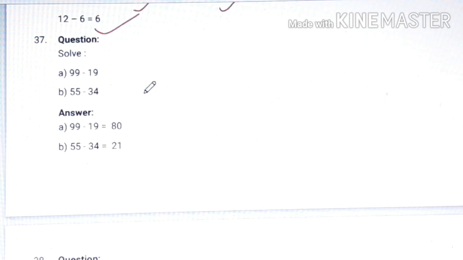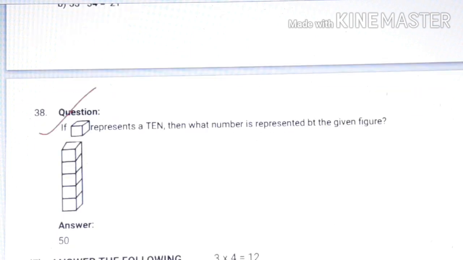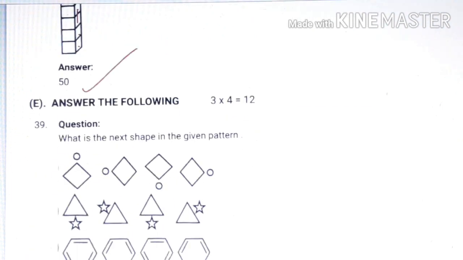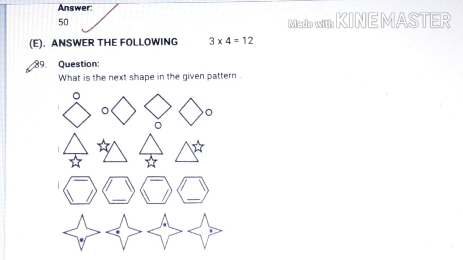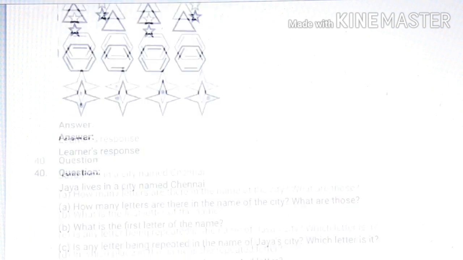Then number 37. 99. This is subtraction which you can do. You can check your answer. Then 38. 1 cube is equal to 10. So how many cubes are here? 1, 2, 3, 4, 5. So the answer is 50. Next 39. So children, you know how to do this already. This you can check in your copy, in your book also.